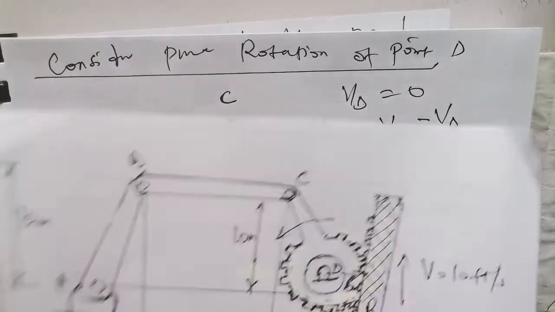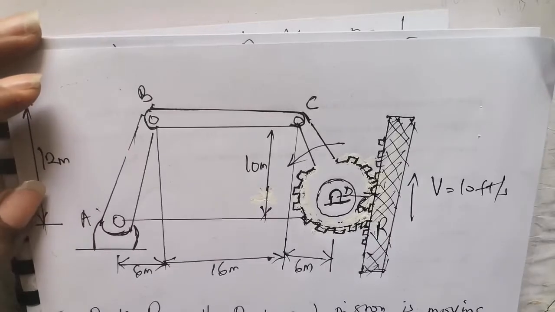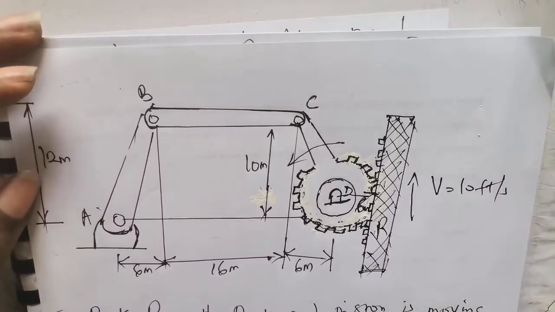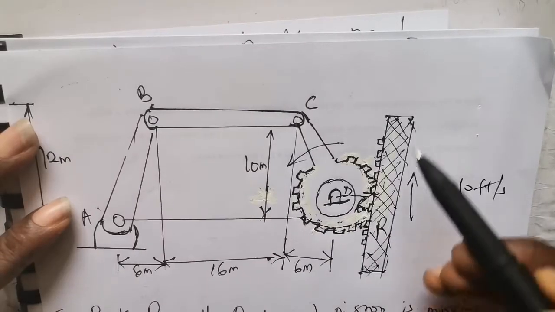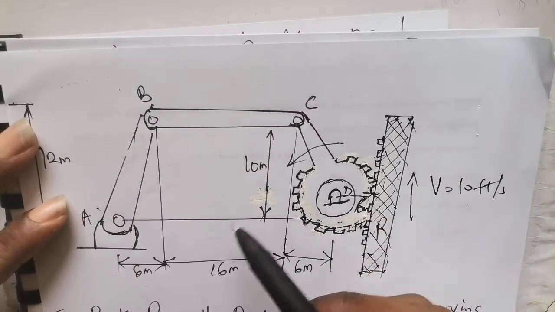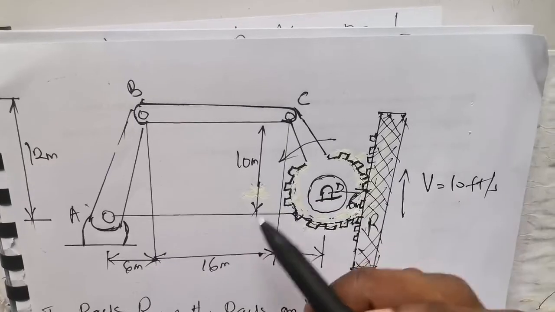All right, so observe that from the question, it was stated that the rack is moving upwards with a speed of 10 foot per second. As this rack moves upwards, the gear also moves in this direction, the anti-clockwise direction.